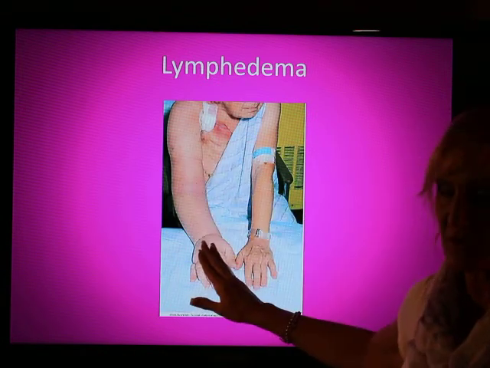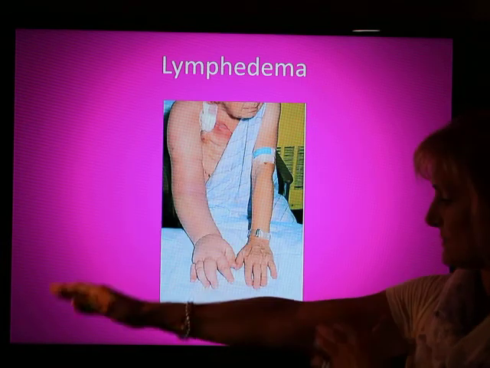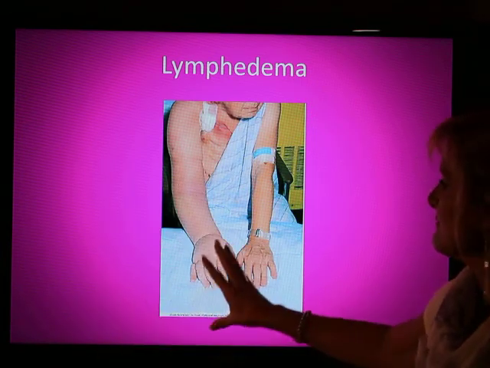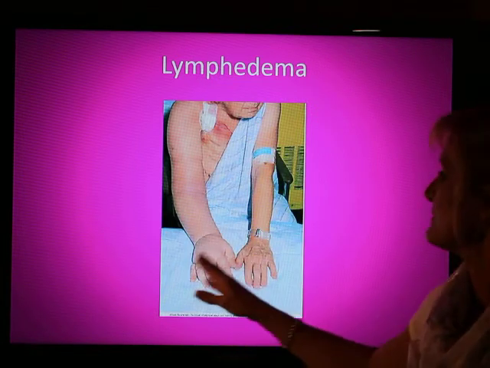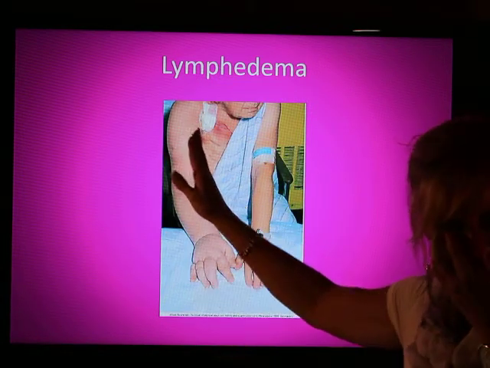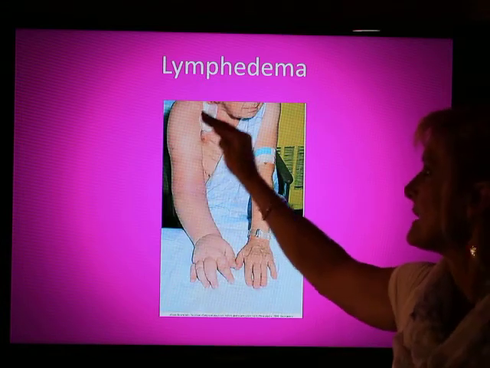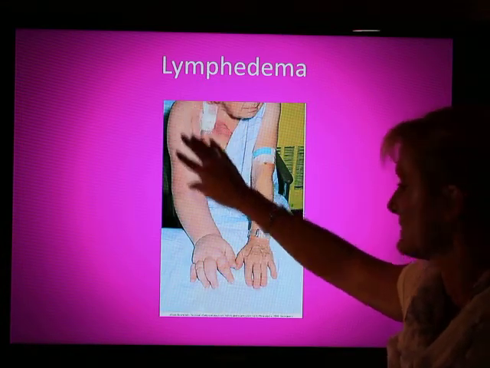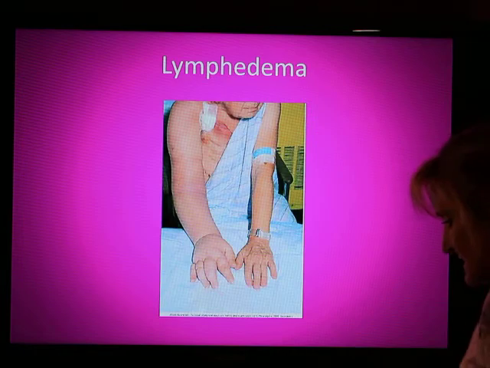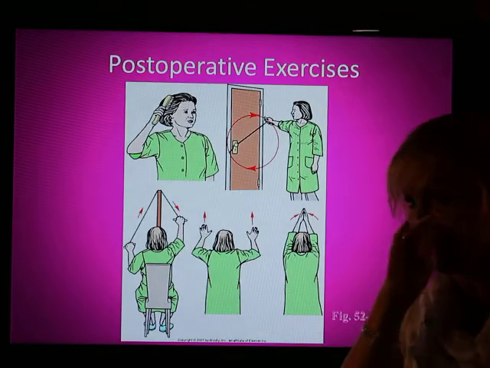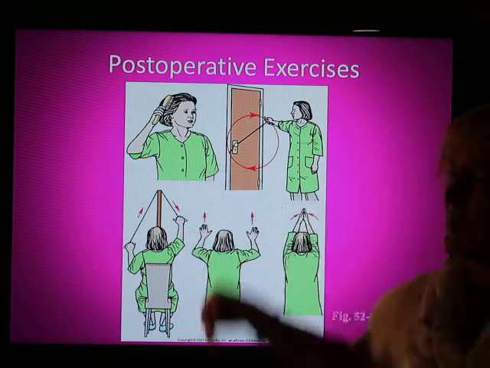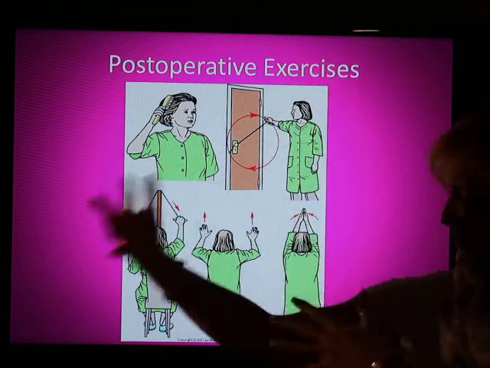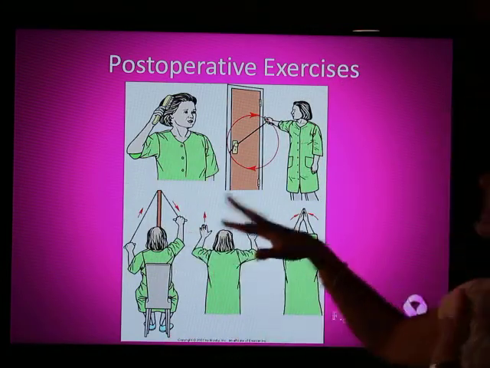Do not take blood pressure in this arm. You can't draw blood in this arm. Many of them will have a sleeve on. It's almost like an Ace wrap to get the lymph to flow back down, because this is a complete blockage of the lymph. That's called lymphedema. And one way that we can prevent that is by getting your patient to do post-operative exercises, because you want to keep this arm moving. You want to keep that entire lymphatic system open.